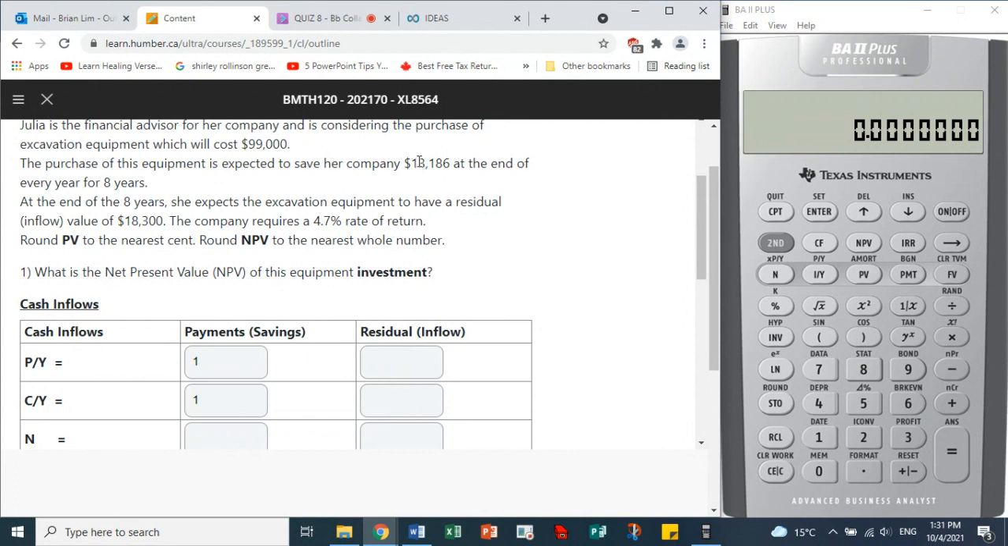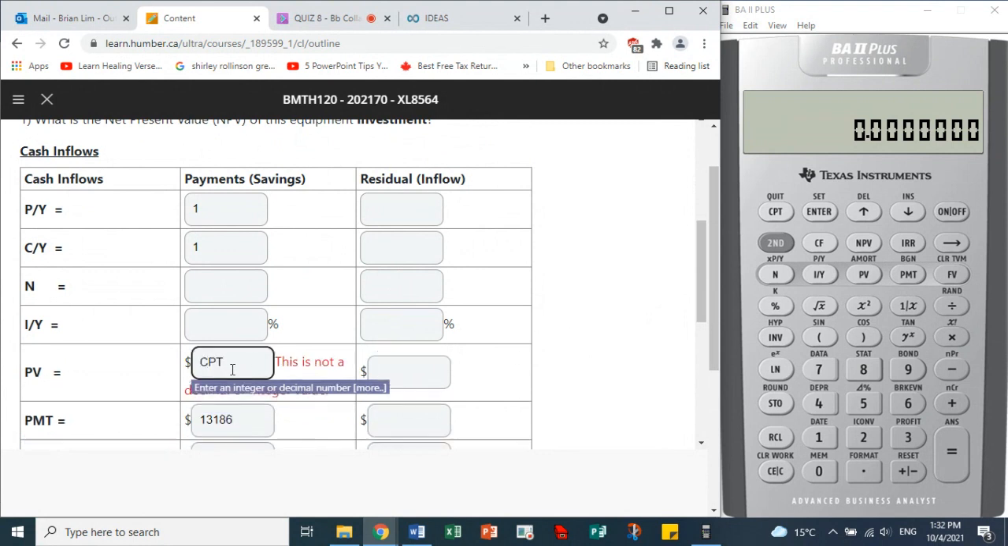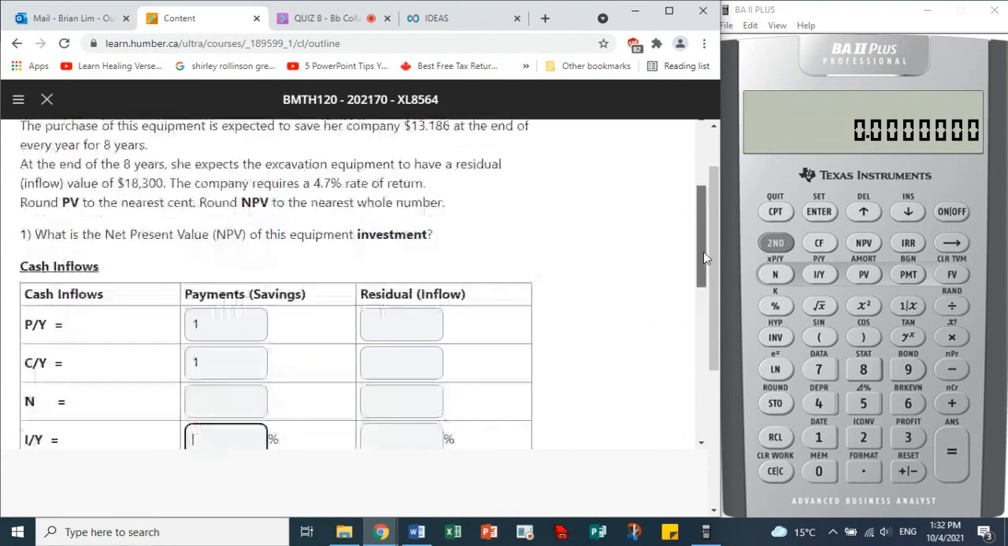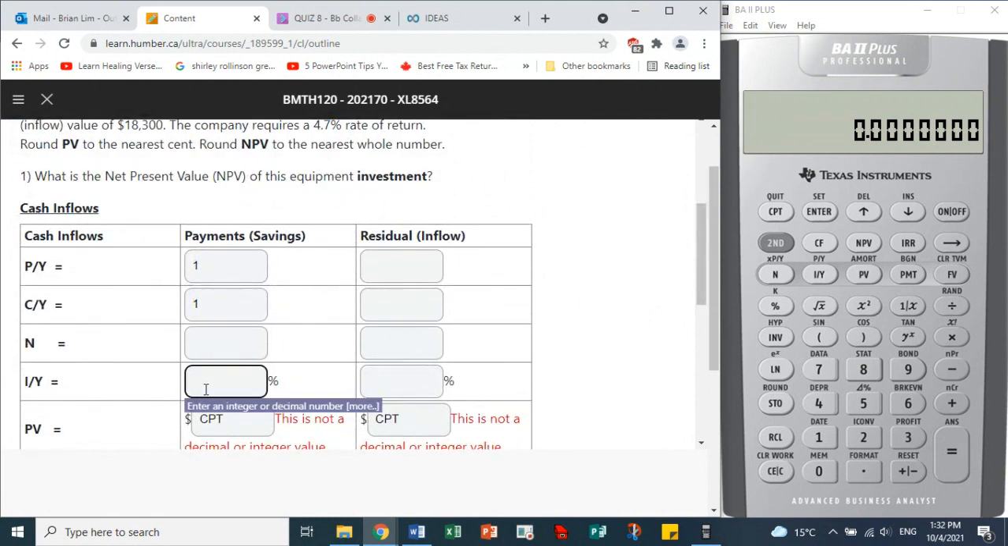So let's take care of this $13,186. Now that is a payment that is being received. So 13186 is there, and it is positive because it's being received. All right, the present value is what has to be computed. Okay, and since all comparisons are on present value, for the residual also there will have to be a computation of the present value. All right, let's pick up the interest rate. What is the interest rate? The interest rate is 4.7 rate of return. That is what is being sought after. So this would be 4.7.